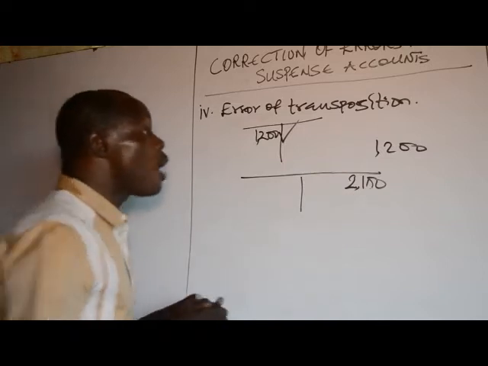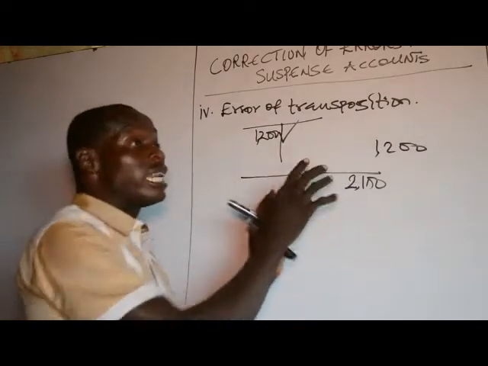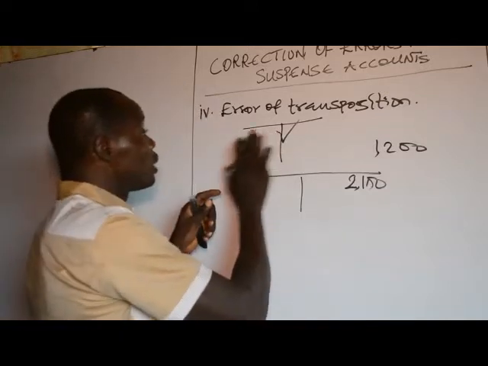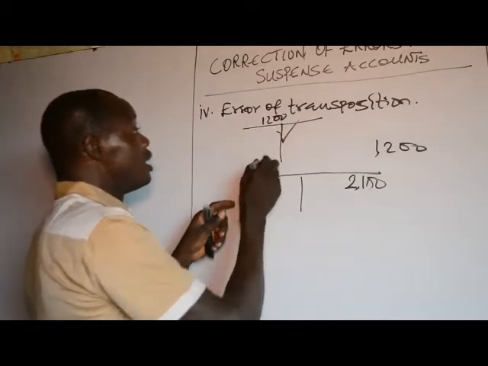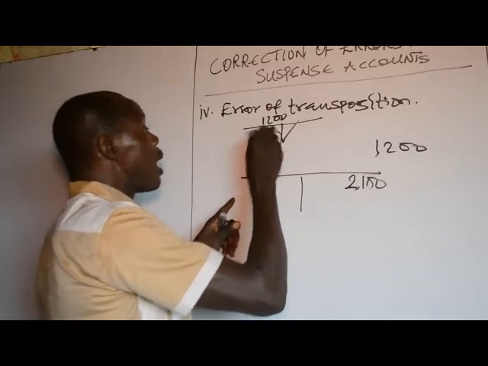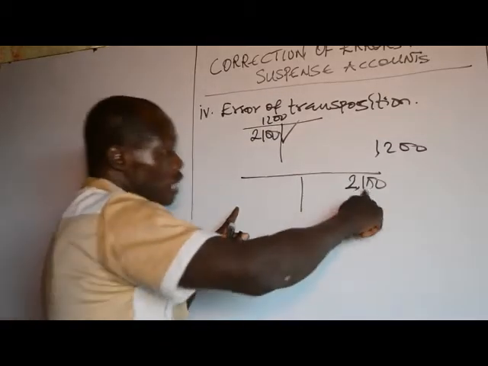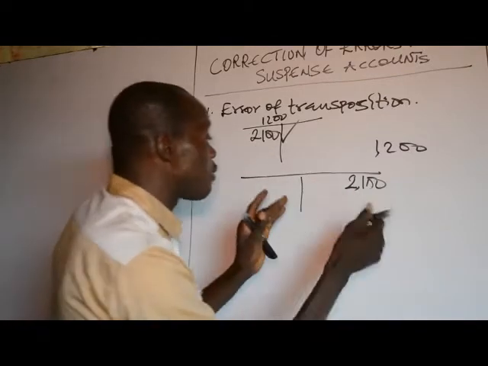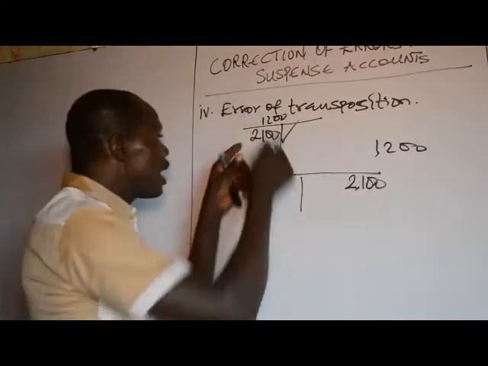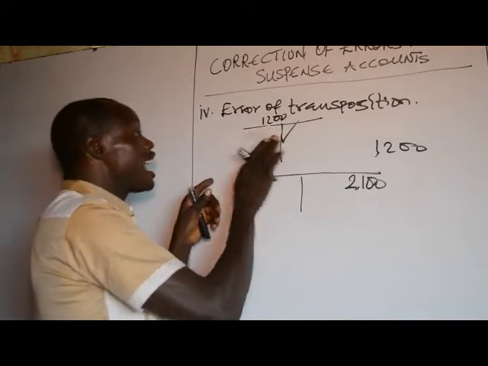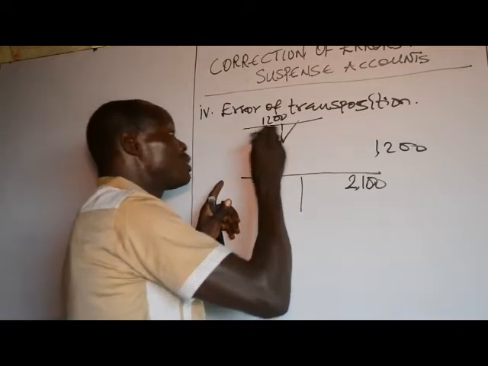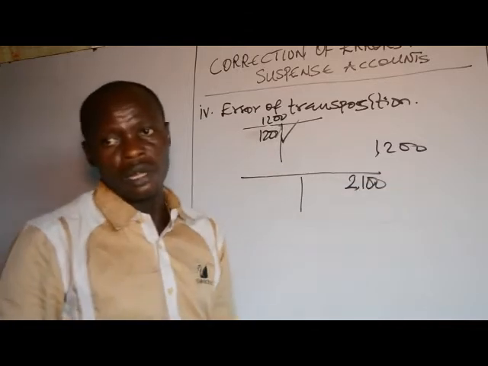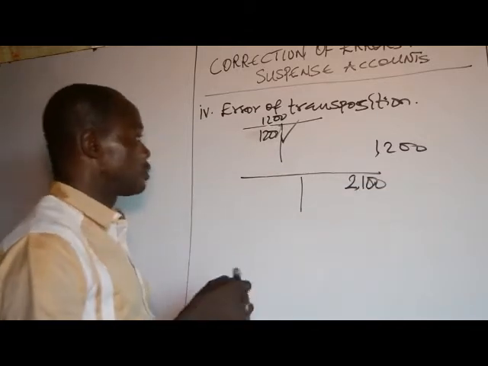But error of original entry will not affect the agreement of the trial balance. If it is error of original entry, the correct amount is 1,200, meaning that 2,100 will be used here and 2,100 there. The wrong amount is used in both accounts. That is error of original entry. But in errors of transposition, the amount used in one of the accounts will be correct, but the amount used in the other will be wrong. That is error of transposition.